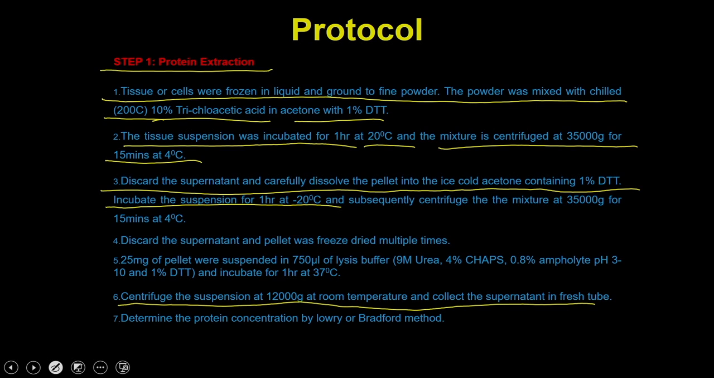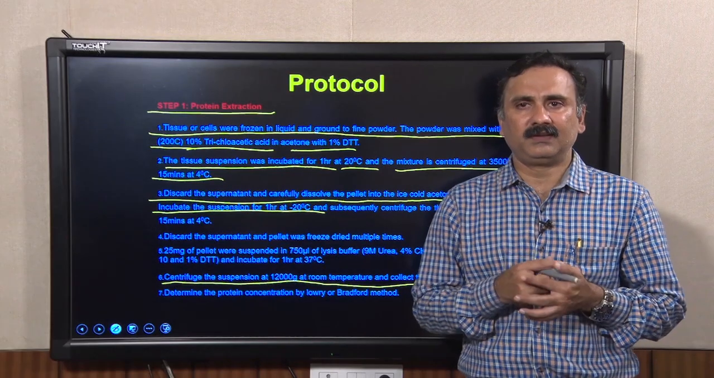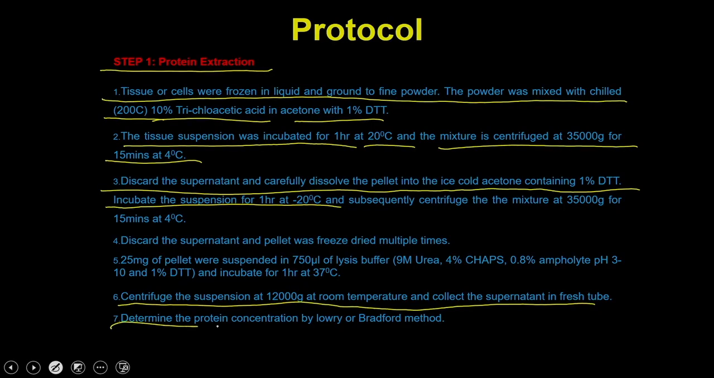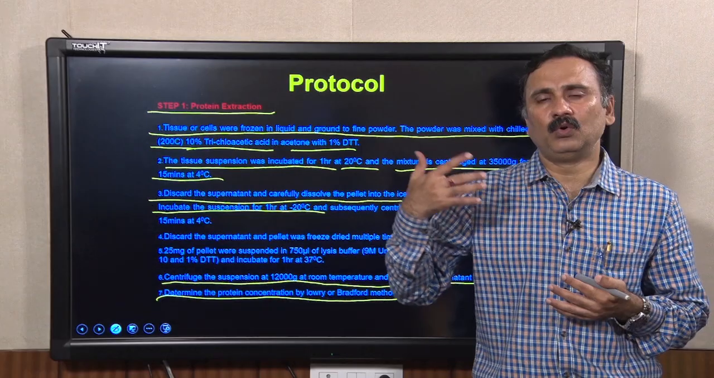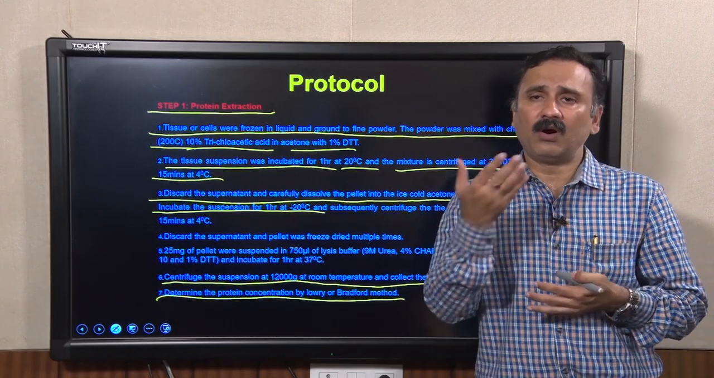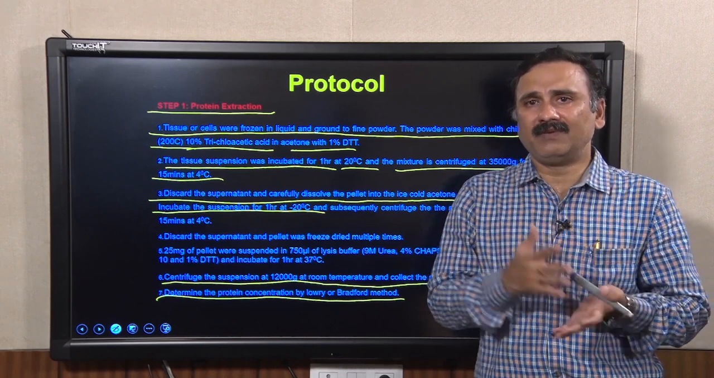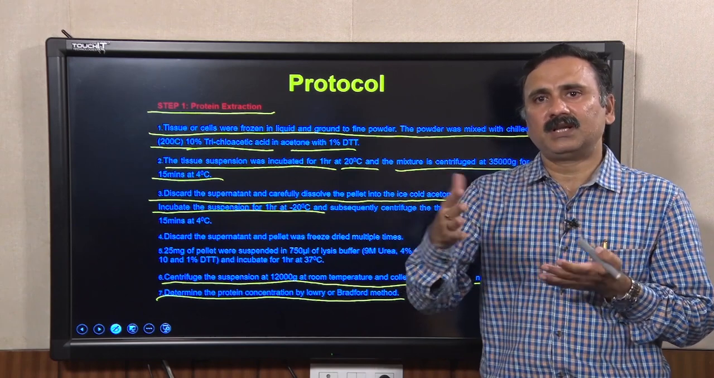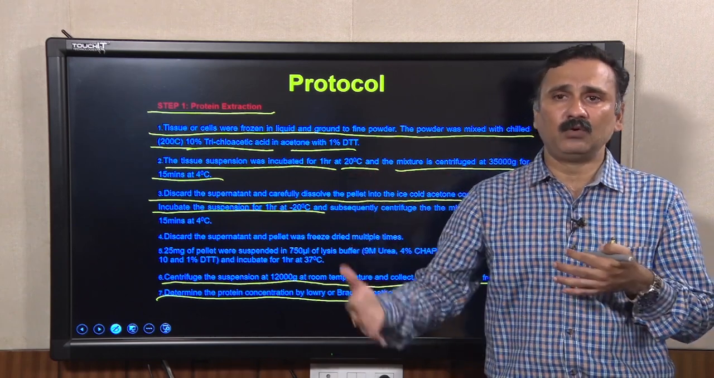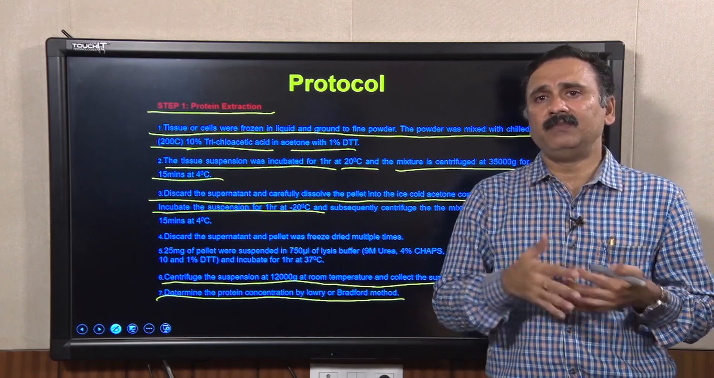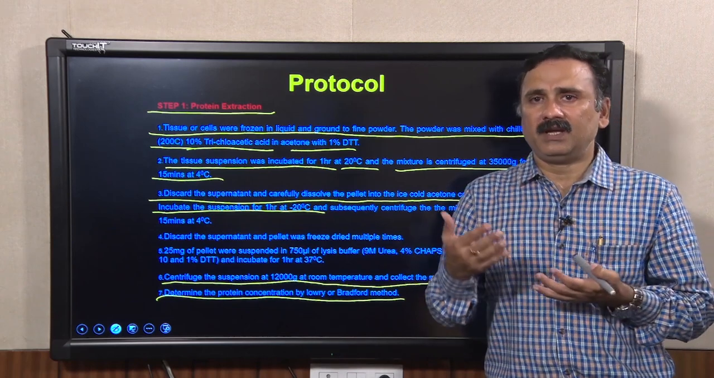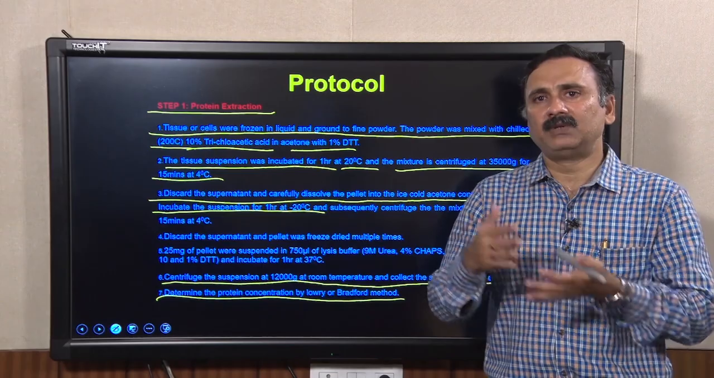Before you load this material onto the isoelectric focusing strip, you have to estimate the protein with the help of either the Lowry or the Bradford method, so that you do not load a very high or very low quantity of protein. If you load a very high quantity, the proteins will overlap with each other and the separation will be compromised. If you load very little, you may miss some of the proteins present in the sample, since the level was so low it may not reach the level of detection.